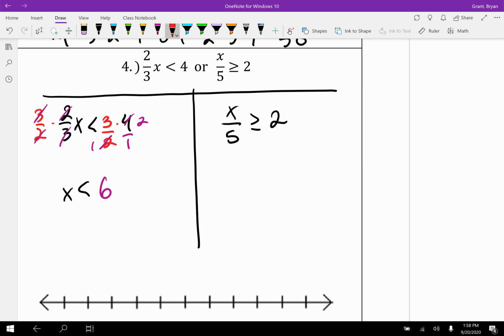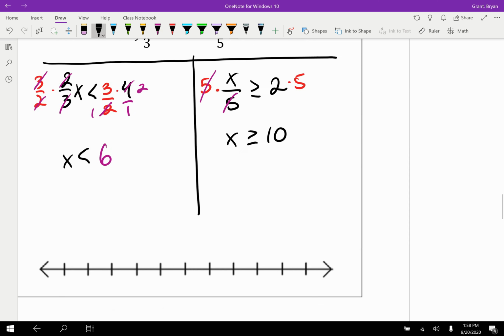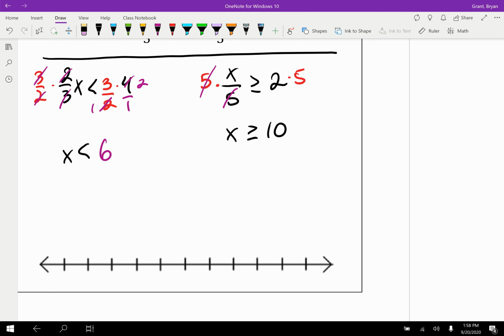Or, well, if you think of this as x divided by 5, we can undo dividing by 5 just by multiplying by 5. Right? These ones undo each other, cross reduce, and 2 times 5 is 10. And I think that's not too bad. There is an or in the middle here, so x is either values that are less than 6 or greater than or equal to 10. So 6, 7, 8, 9, 10. Nothing too awful, I think.